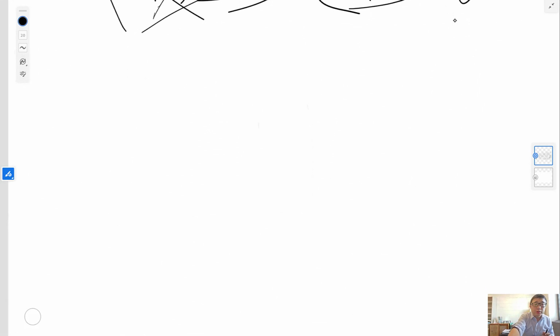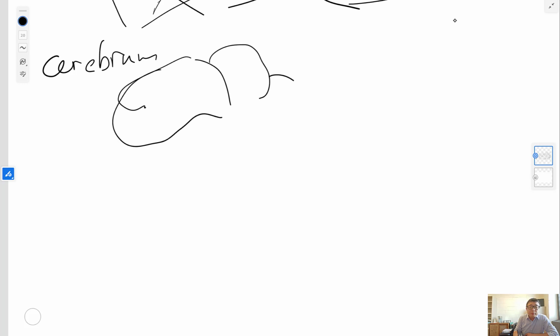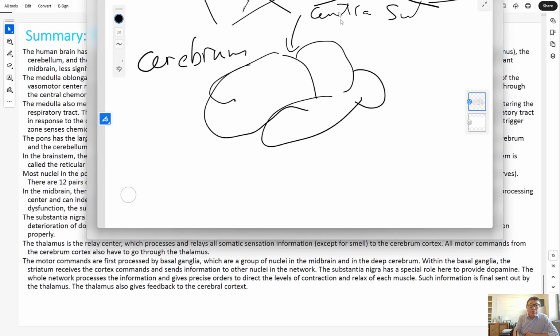Let's go to the biggest one. Next, we talk about the cerebrum. The cerebrum has a lot of foldings. I know it's actually called the central sulcus.